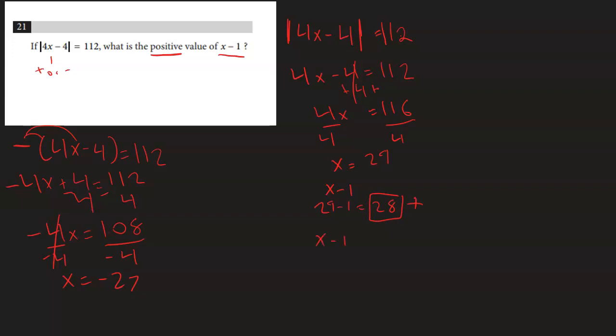That works because that is a positive value, and we can do it for negative 27. So we're going to do x minus 1 and then plug in negative 27 minus 1. We're going to get negative 28, and that is negative, and they're asking for the positive value, so that is wrong. So it's going to be positive 28 is the correct answer.